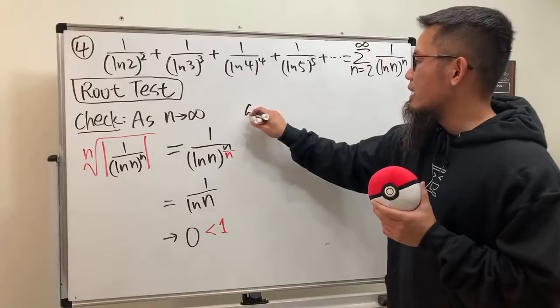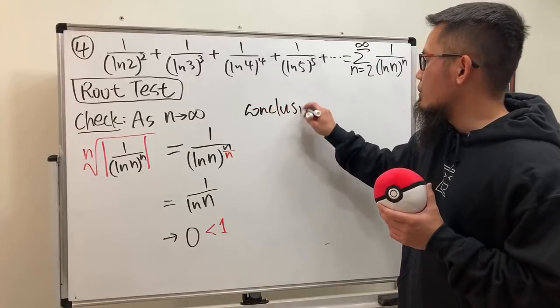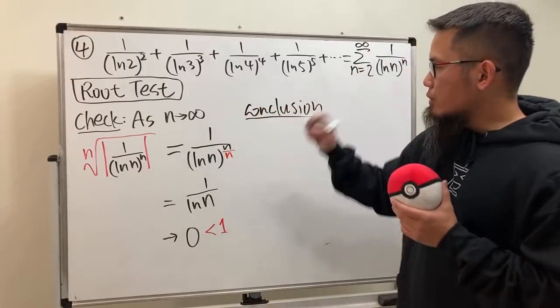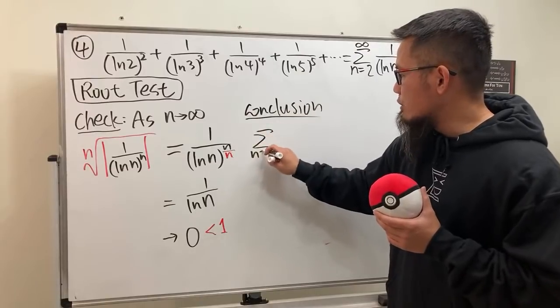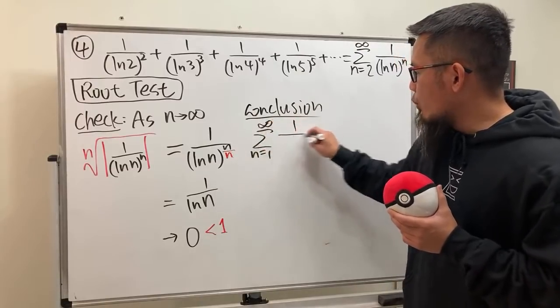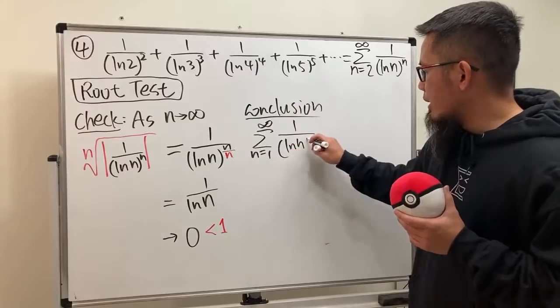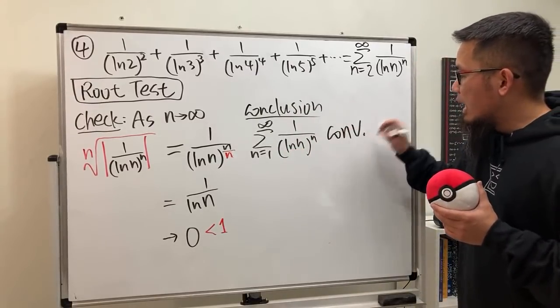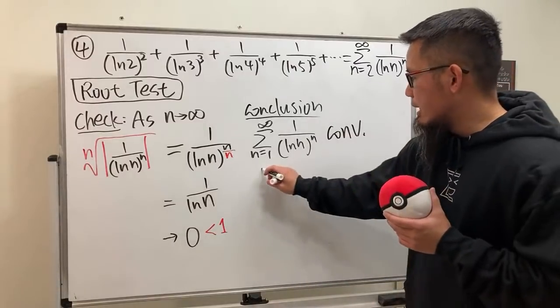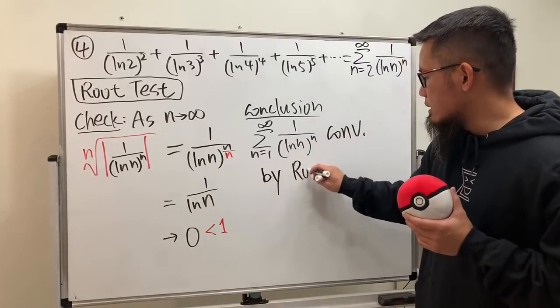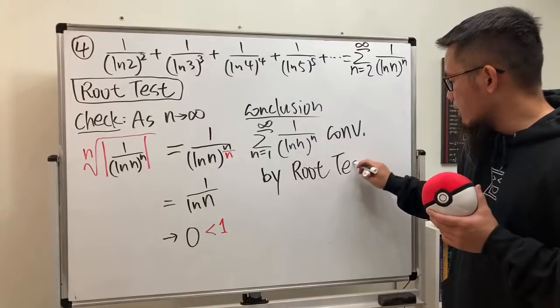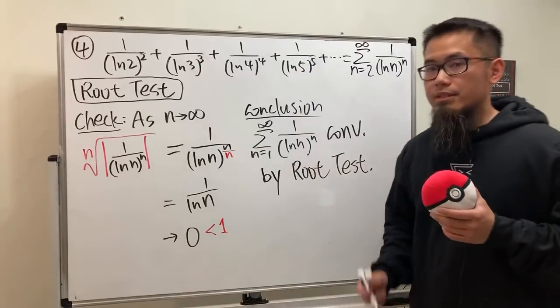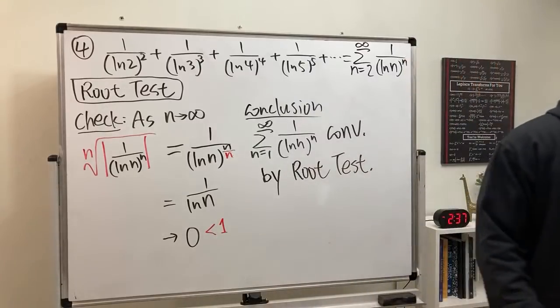So we will just say, here is the conclusion. The conclusion is that the series as n goes from 1 to infinity, 1 over ln n raised to the nth power, this right here, converges, and we'll just say by the root test. Right? So that's it. That will be the write-up for the solution here.